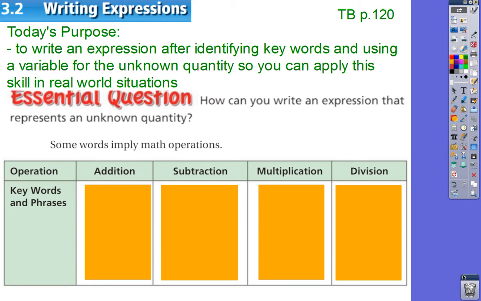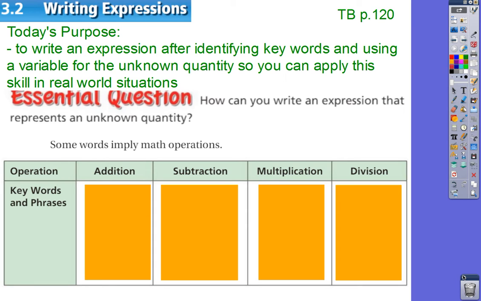Please open up your textbook to page 120. We are ready to begin lesson 3.2 on writing expressions. Our purpose today is to write an expression after identifying keywords and using a variable for the unknown quantity. The reason we're doing this is so that you can apply this skill in real-world situations.